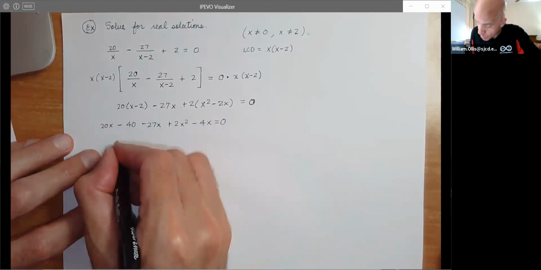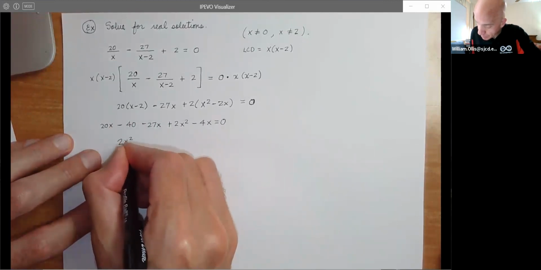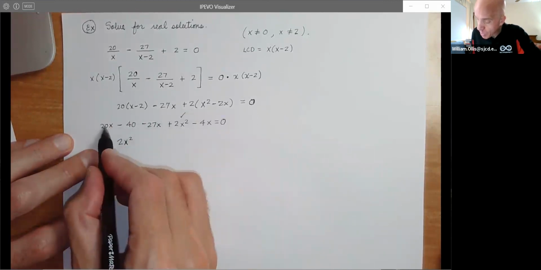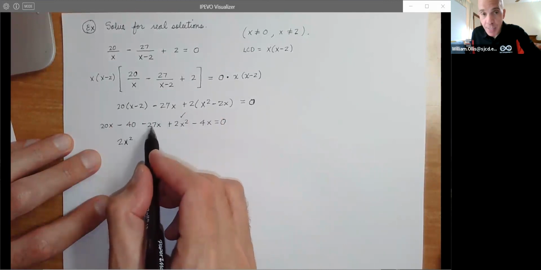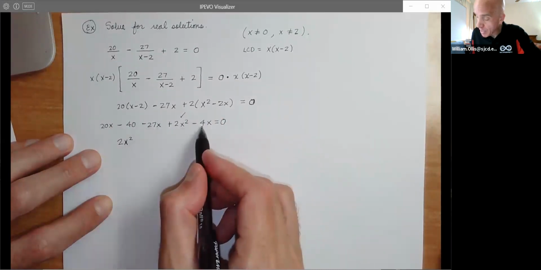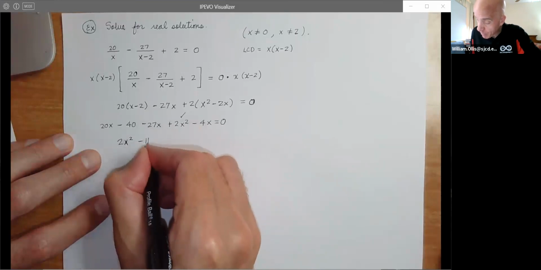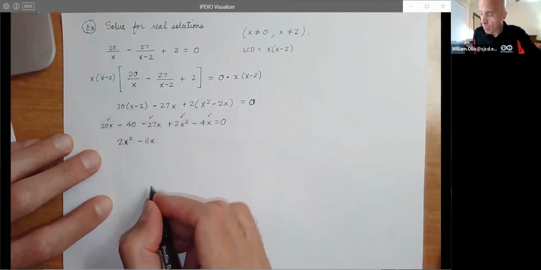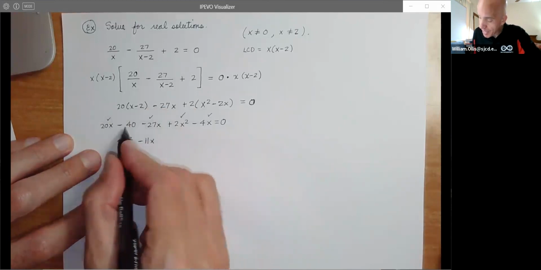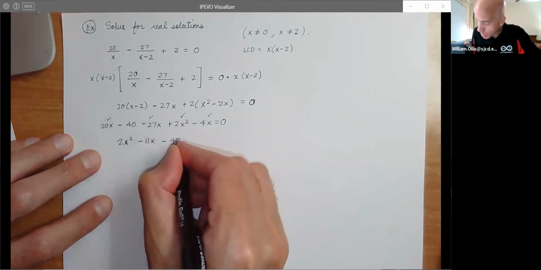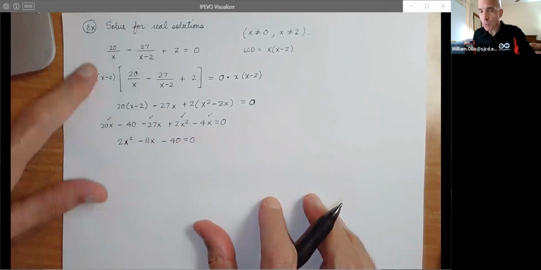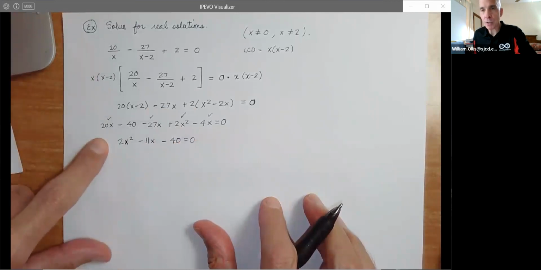So if we combine terms, we have a 2x squared. So that takes care of that. And then we have some x terms. So the 20 and the negative 27, that'll give us a negative 7 coefficient. And with a negative 4, gives us a negative 11 coefficient for the x. So we take care of those. Just a little check to remind us that we've already added those terms. And then, of course, the last number is the minus 40, which is the constant term. So what we see is we have an equivalent equation for the original equation, which is this quadratic equation.